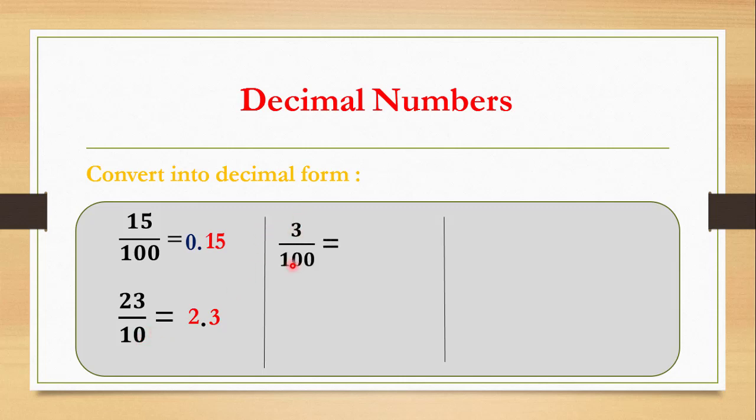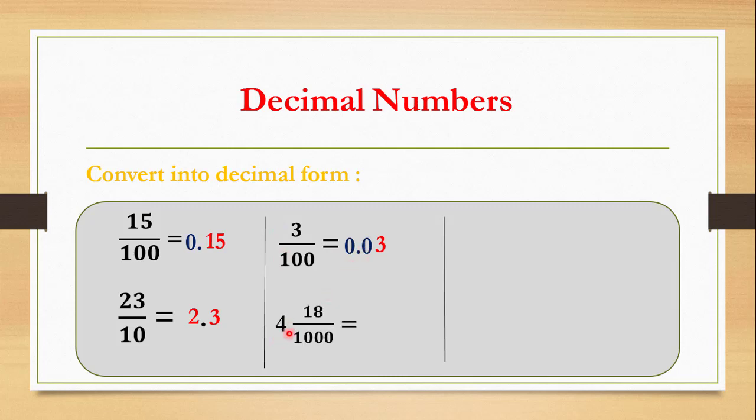3 over 100. In this case, I'll write 3, then I want to count 2 decimal places, so I write 0. Then I put the decimal point like this: 3, then I'll put 0 because I want 2 places, not only 1. 1, 2, then put the decimal point, and there is no whole number, so put 0.